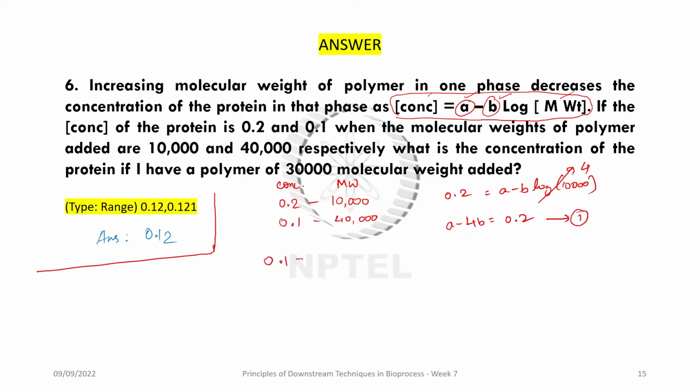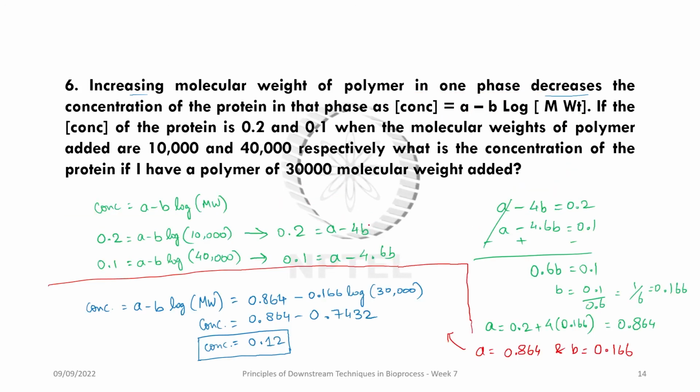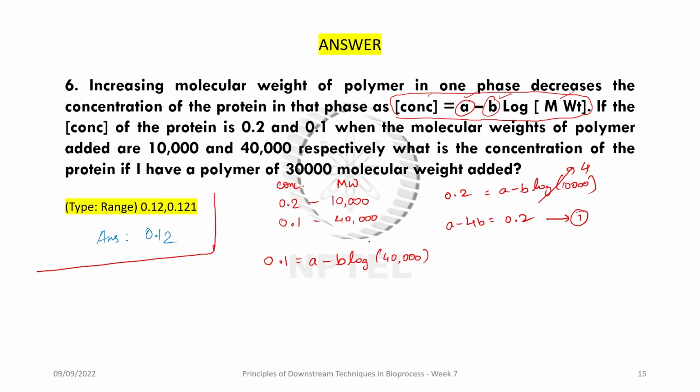Second, 0.1 is equal to A minus B log of 40,000. I am just using the given values and substituting into this equation, and my A and B are still A and B. Log 40,000 is 4.6. So I'm bringing it to the left side: A minus 4.6B is equal to 0.1. This is my equation 2.